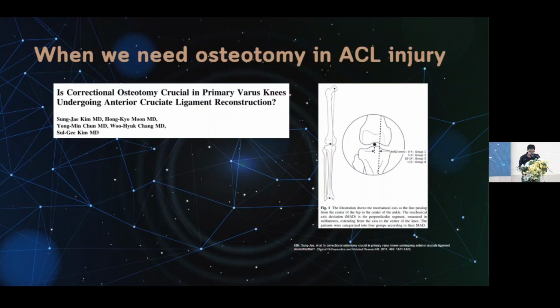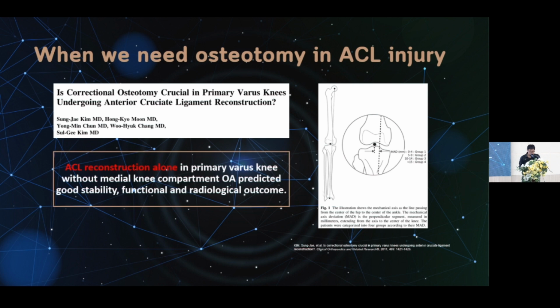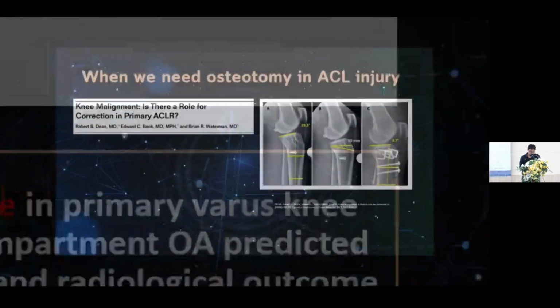However, performing high tibial osteotomy in primary ACL reconstruction still has some conflicting evidence. For example, several studies have shown good outcomes from ACL reconstruction alone, such as the study by Sung Jae Kim, which examined ACL reconstruction alone in cases with varus knee but without medial compartment knee osteoarthritis. The study found good knee stability and good functional and radiological outcomes.